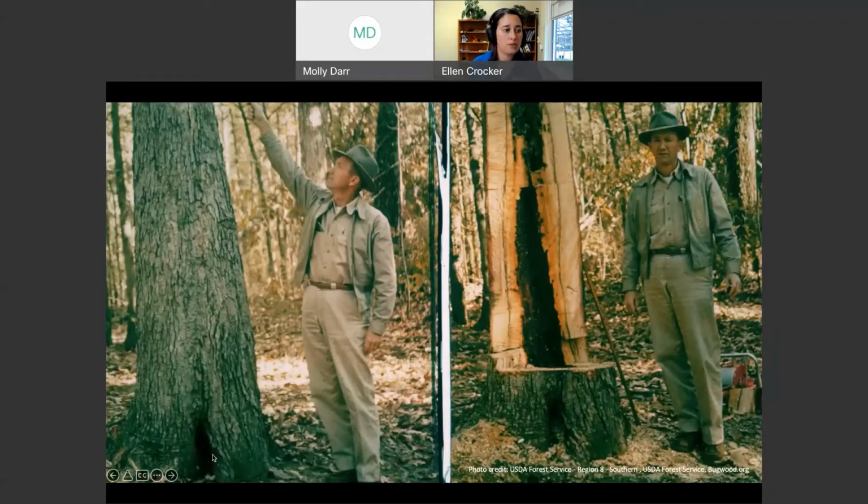If you had the whole tree here, you would see this slight fire scar here maybe. It doesn't look like much. The tree is probably in great condition and growing really well. But once it is cut open, you can see just how extensive that decay is on the inside.